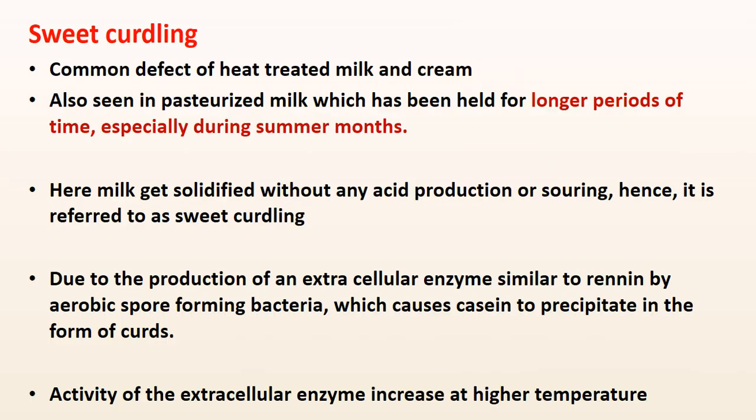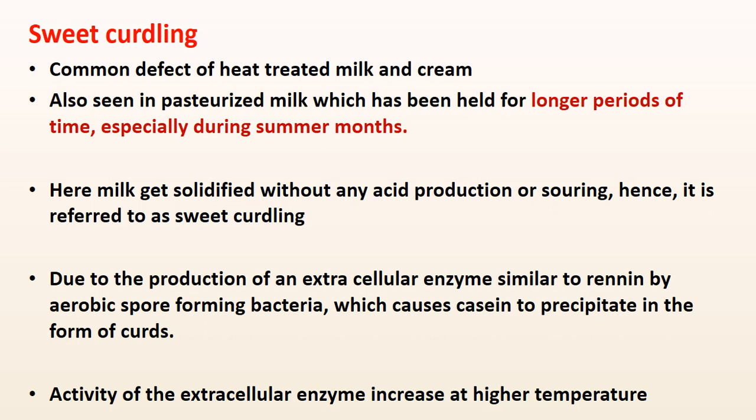One of the most common defects seen in milk is sweet curdling. This is a common defect of heat treated milk and cream, also seen in pasteurized milk which has been held for longer periods of time, especially during summer months. Here milk gets solidified without any acid production or souring, hence it is referred to as sweet curdling, due to the production of an extracellular enzyme similar to renin by aerobic spore forming bacteria, which causes casein to precipitate or coagulate in the form of curds.